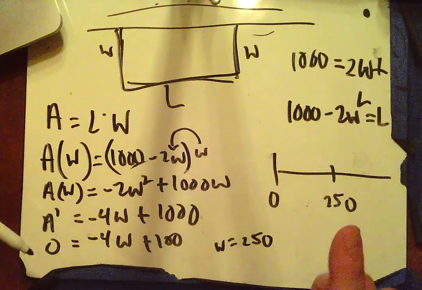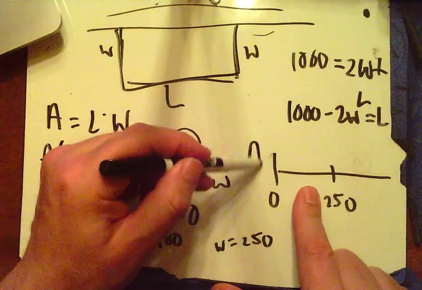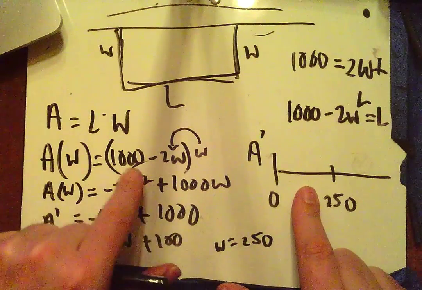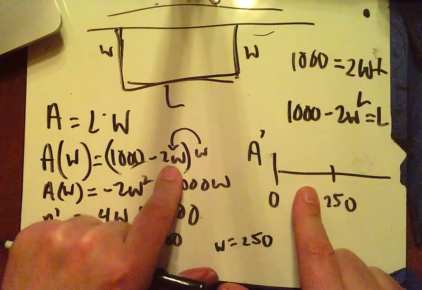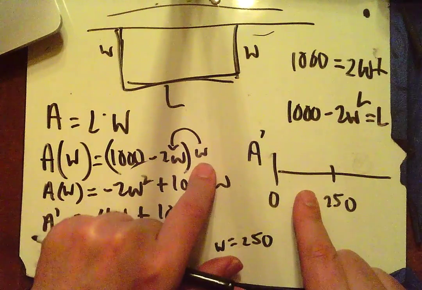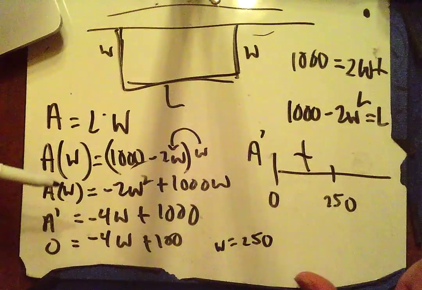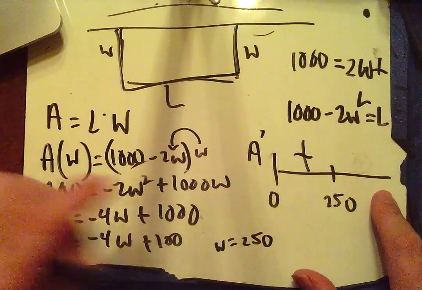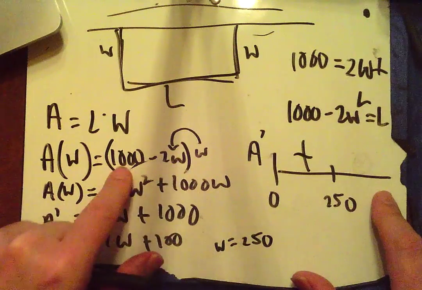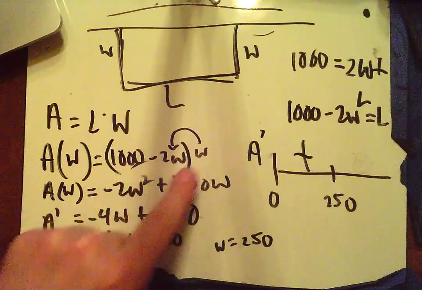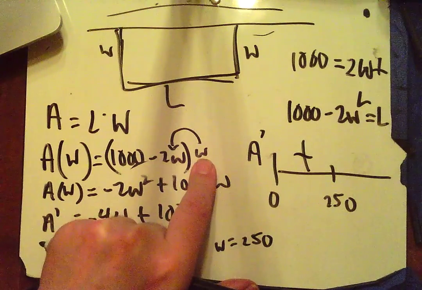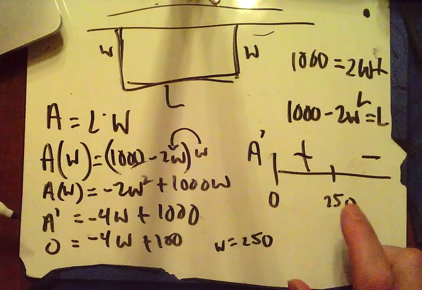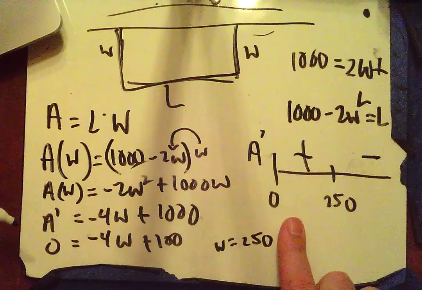Okay, so if I put something in A prime over here, like 1, 1,000 minus 2 is 998, times 1 is still 998. But if I come over here and plug in a number like 1,000, 2 times 1,000 is 2,000. 1,000 minus 2,000 is negative, times a positive 1,000 is still negative. So I've got negative over here. It looks to me like I've got my absolute max occurring at 250.